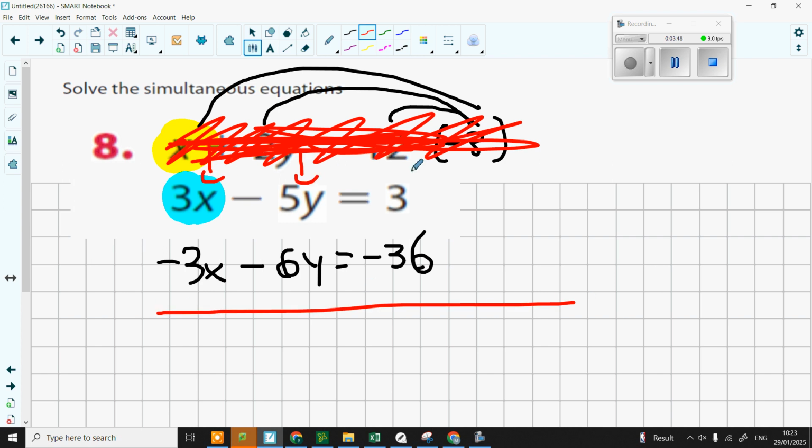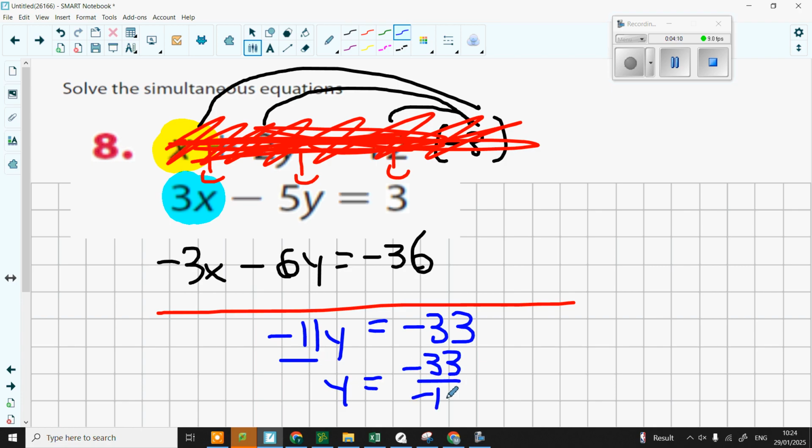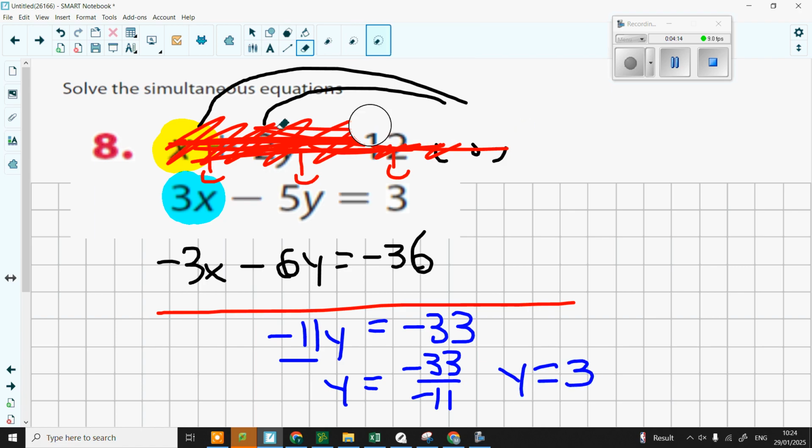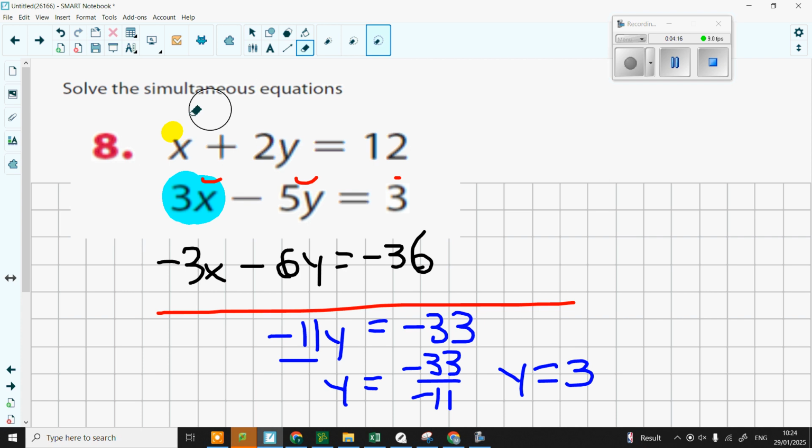Add downwards now and what happens? 3x take away 3x. Gone. 5y take away 6y, minus y. 3 take away 36, minus 33. Minus 11y equals minus 33. Minus 11 is multiplying, so what does that mean? And y equals 3.